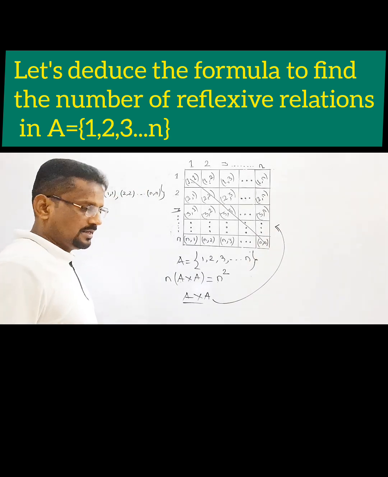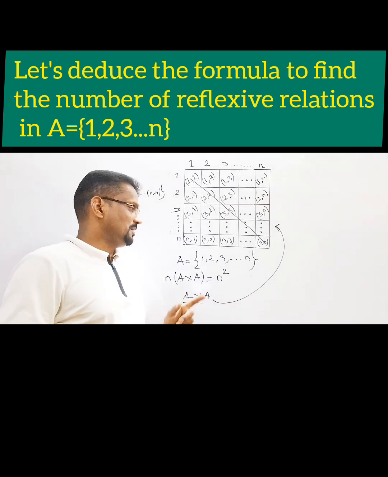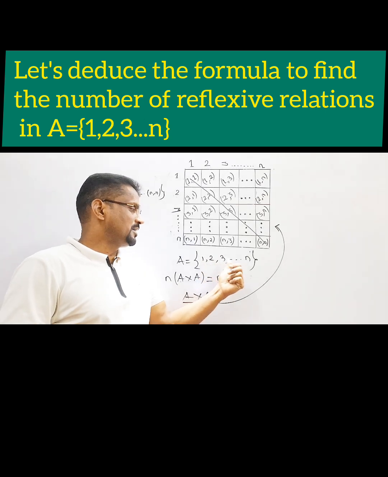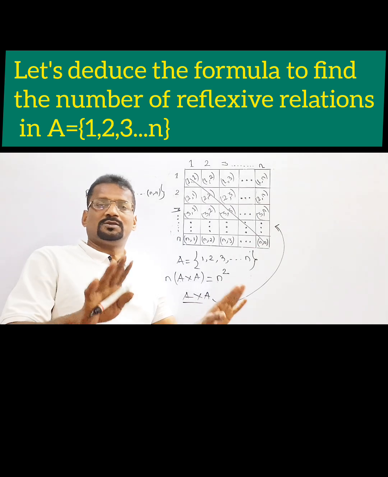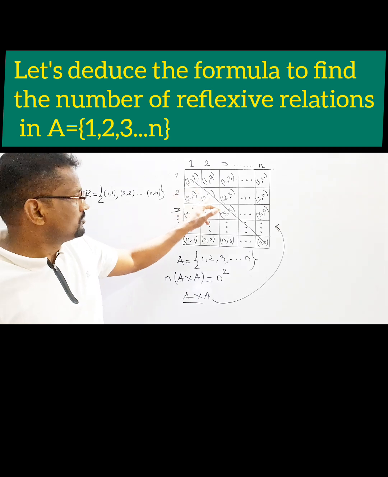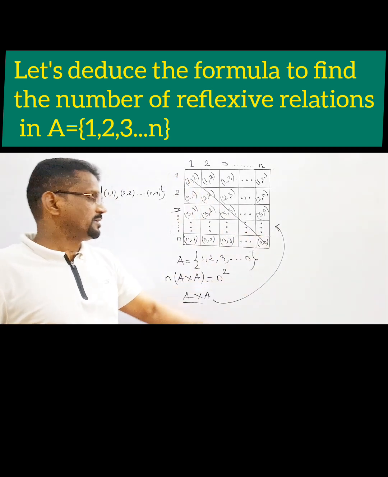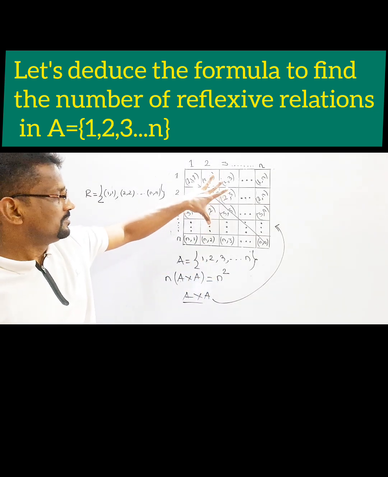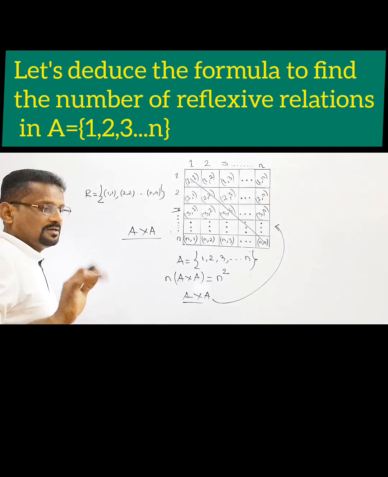Next, the reflexive definition is known to us. To be reflexive in the set A, all the identical ordered pairs (1,1), (2,2), (3,3) and so on up to (n,n) must be present in the relation. Then only it will be reflexive. In this table, all these entries are present along the principal diagonal. That's why this is a reflexive relation. That means if you consider A cross A, it's a reflexive relation.